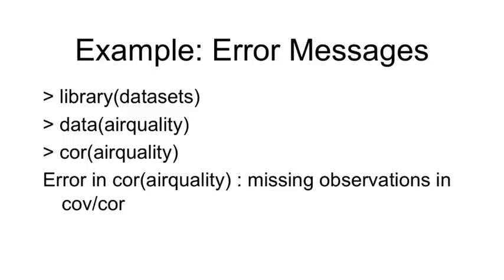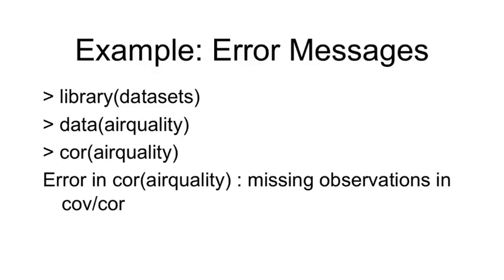Here's a very simple example of what might happen as you're using R. Here I'm loading the datasets package, and then I'm going to load the air quality dataset from that package, and then I want to run the correlation function on this air quality data frame. Immediately I get an error. It says error in cor, airquality, missing observations in cov/cor. So you might be wondering, why am I getting this error? What does it mean?